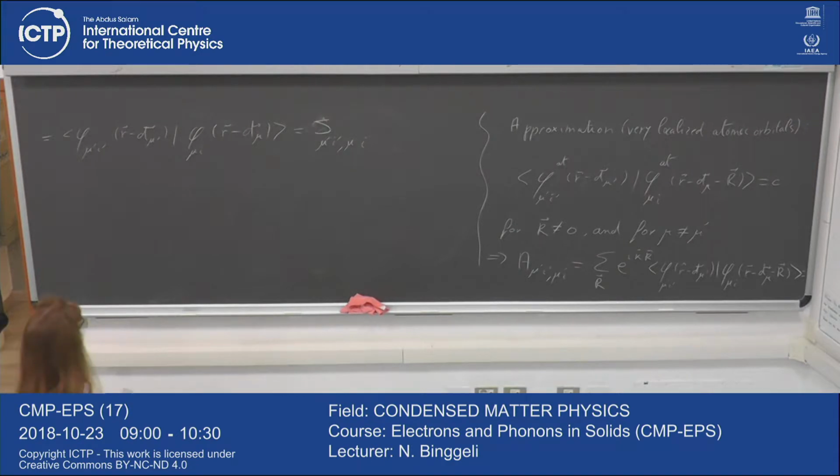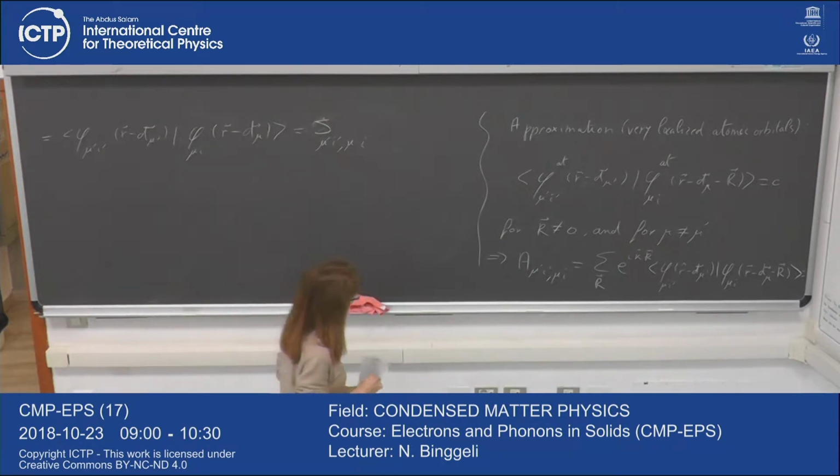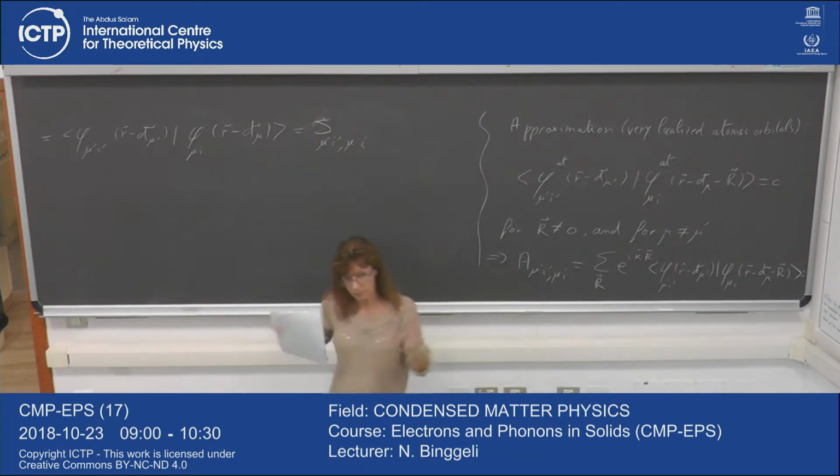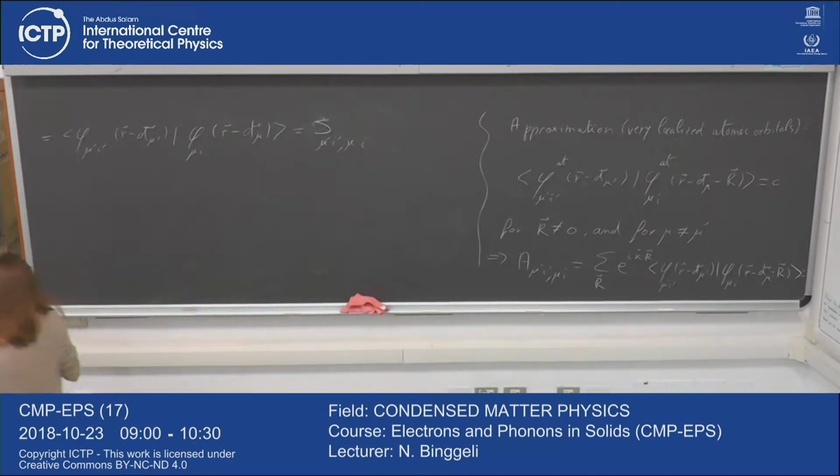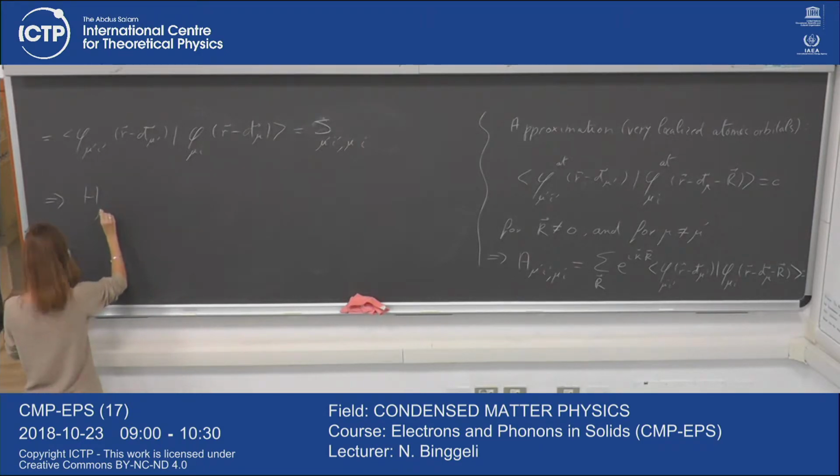So the matrix element is basically the identity matrix, the one matrix. So also for the Hamiltonian we had one term that was just the overlap matrix in the atomic orbital. So also the H simplifies.